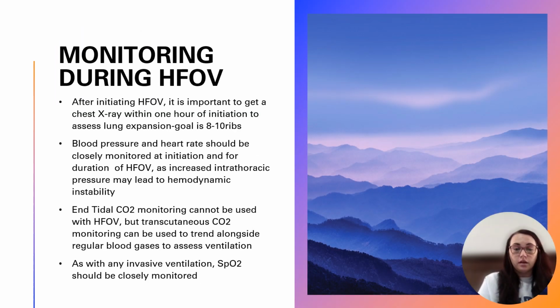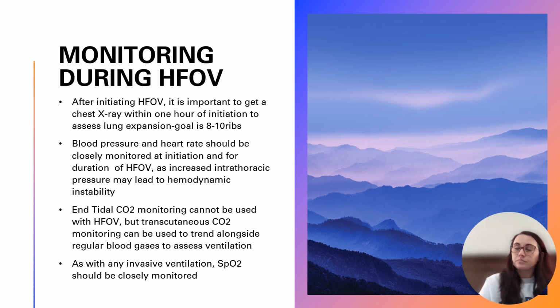Monitoring during use of the oscillator. Chest x-rays are your best friend. Once you initiate the oscillator, it is really important to get a chest x-ray within an hour of initiation to assess your lung expansion, making sure you're in that 8 to 10 rib expansion range. You're not overexpanded, you're not underexpanded. You also obviously want to monitor your blood pressure and your heart rate. You have that increase in intrathoracic pressure, so you may drop their blood pressure.